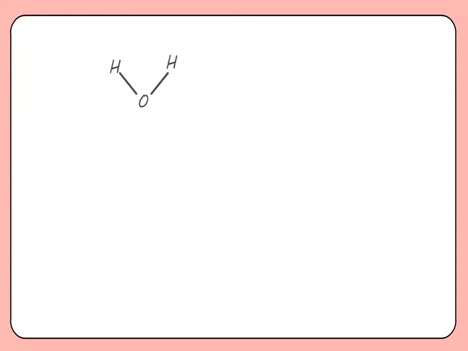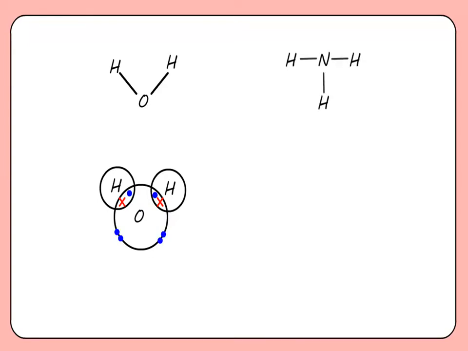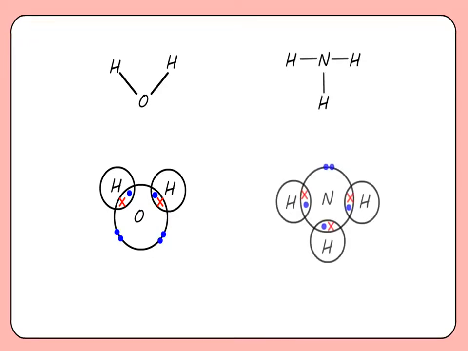Water can be represented like this, or as a dot and cross diagram like this. Similarly, ammonia, NH3, can be represented like this, or as a dot and cross diagram.